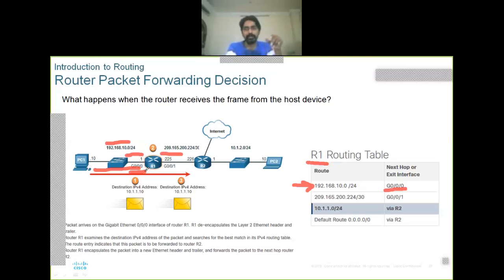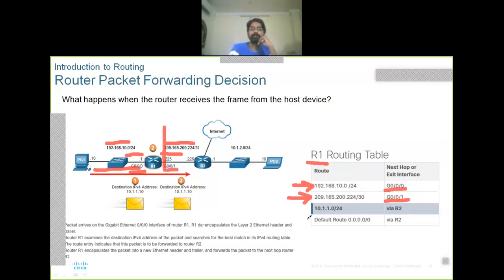Next, what is the next network for R1? The next network is 209.165.200.224/30. Write that route. And on which interface is this route configured? This is the interface G0/0/1. So that is the interface.